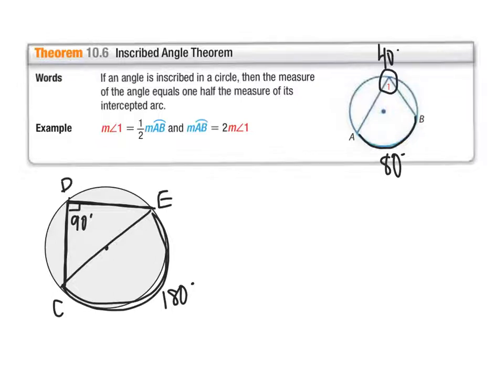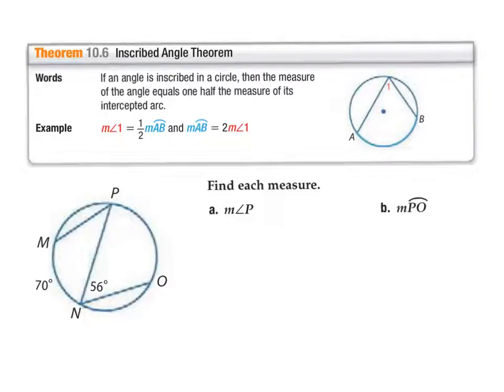We're going to do a few practice problems using this theorem. Here's the first one. In this circle, we want to find the measure of angle P. So angle P is right here. I know it's going to be half of the intercepted arc. The arc is MN, which is 70 degrees. Half of 70 degrees is 35.